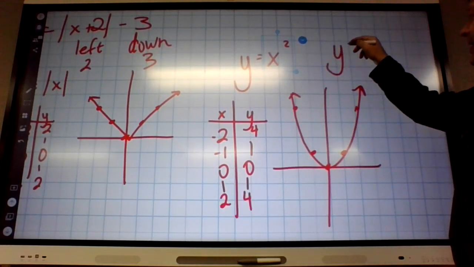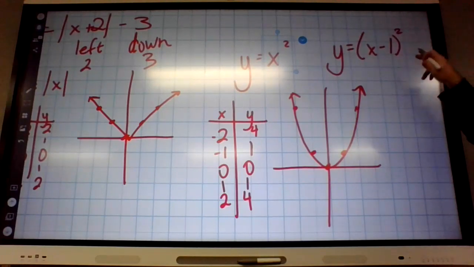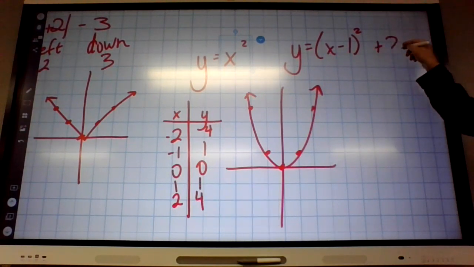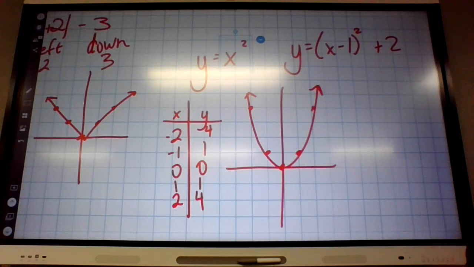What do you think is going to happen to the parabola if I do x minus 1 in the parentheses, squared? What do you think that's going to do to the parabola? It's going to go one to the right.